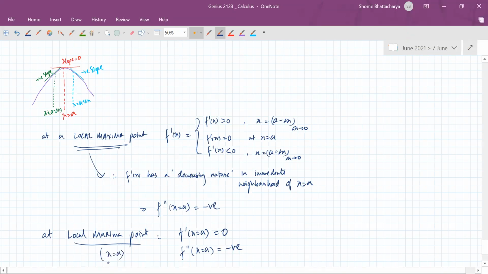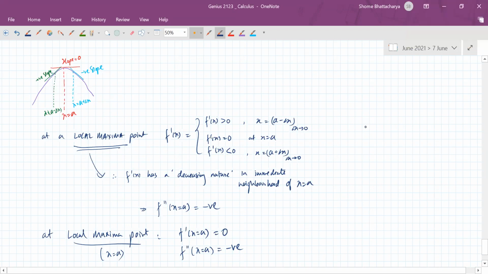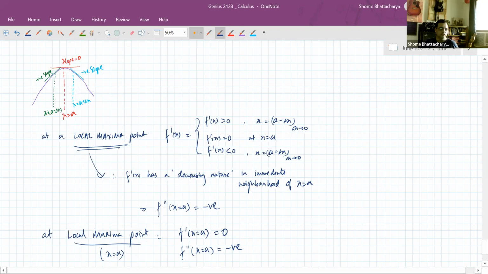Sir, I didn't understand how the double derivative is negative. Because see the value of the derivative, how it is changing. It is changing from positive to 0 to negative. So its own nature is what? Its own nature there is that it's decreasing.